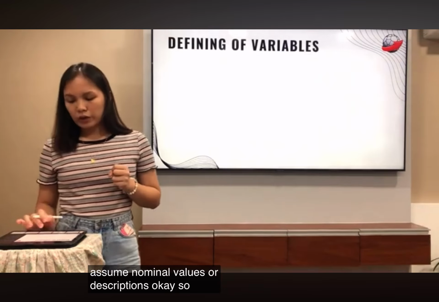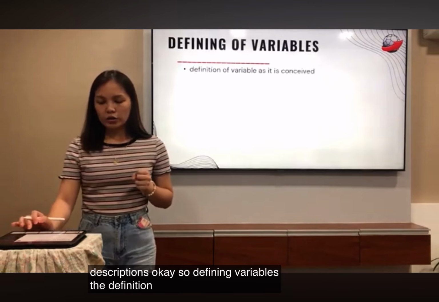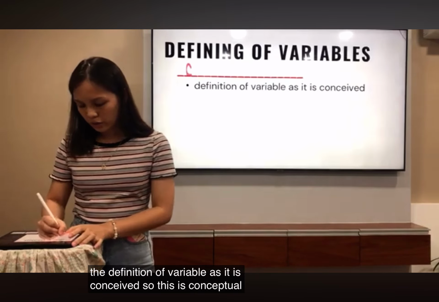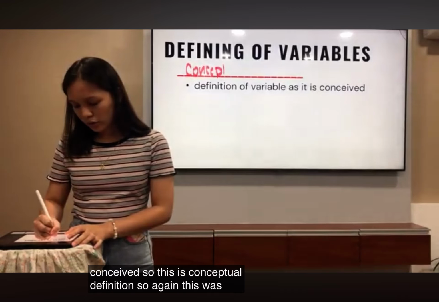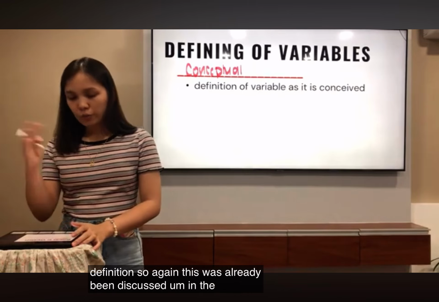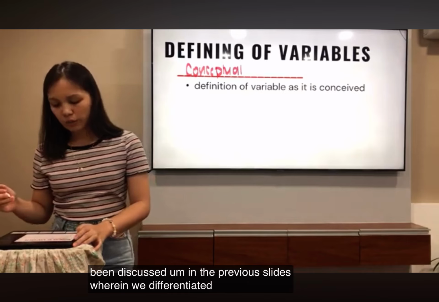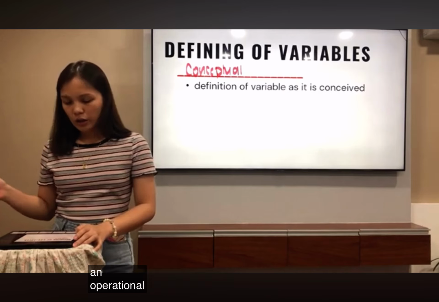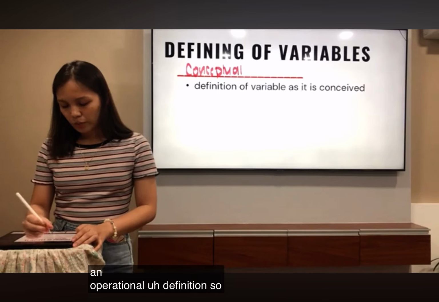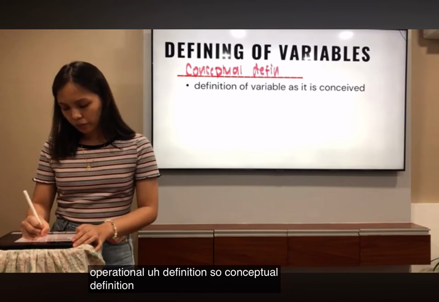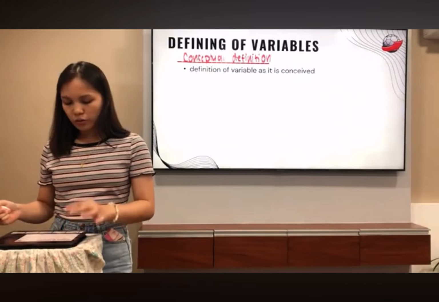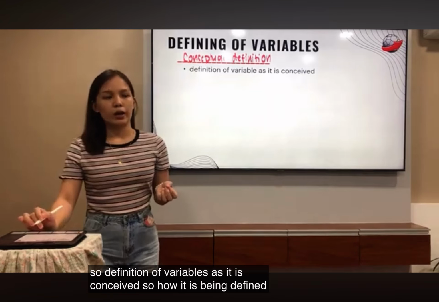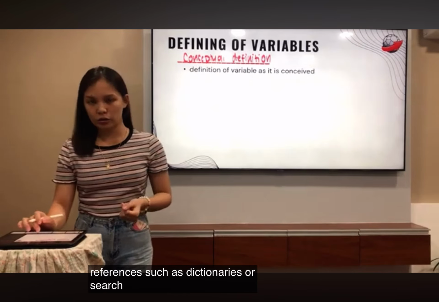Okay, so defining variables. The definition of variable as it is conceived. So this is conceptual definition. So again, this was already discussed in the previous slides, wherein we differentiated between what a conceptual definition is as well as an operational definition. So conceptual definition: definition of variables as it is conceived, how it is being defined by references such as dictionaries or search engines.